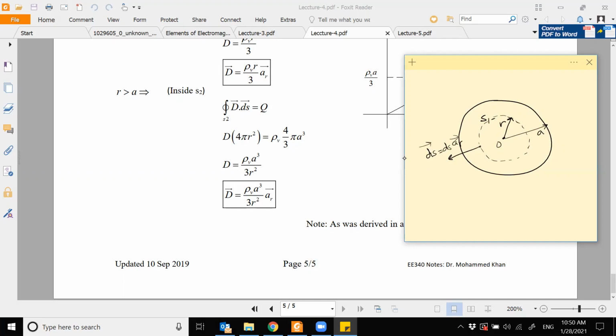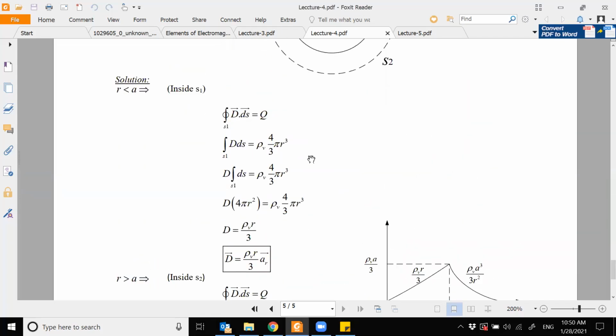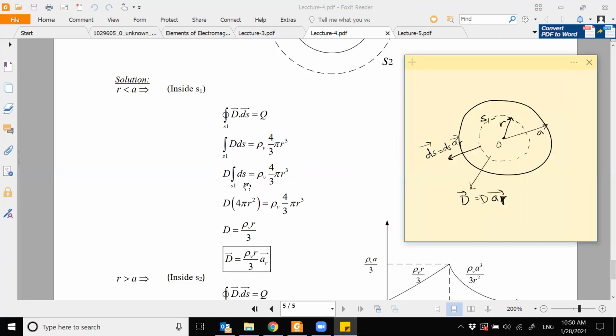And again, the electric field which is coming out from this surface will be D bar is D times aR. So again, the dot product will become simply D multiplied by dS. Just give me a minute, guys, I'm finishing it. Again, it will be the same thing: D times the integral of dS, which is D times 4 pi r squared, but here my r is less than a. Now, what will be the charge enclosed here? This is the only thing that we need to find.